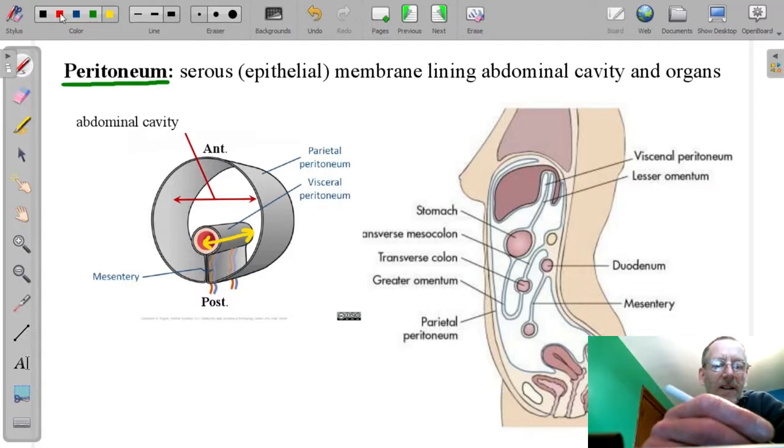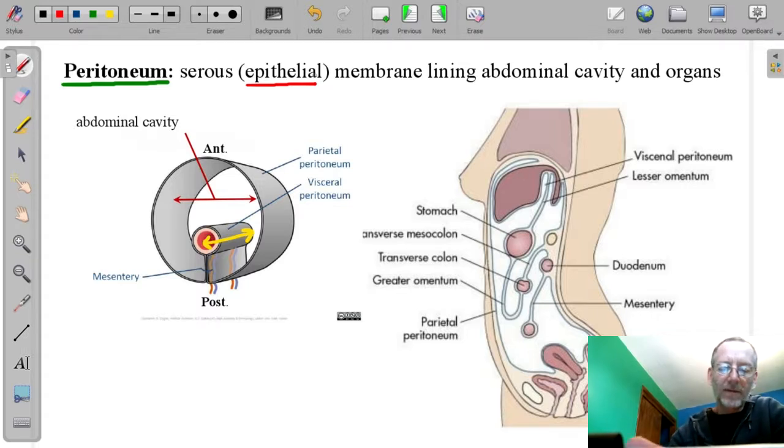And the peritoneum is the serous membrane. It's an epithelial membrane, stratified squamous epithelium. I'm not going to ask you that specific tissue type. But it lines the abdominal cavity, so it's sort of going around something like this. When you open up the fetal pig or any other animal, and you go into the abdominal cavity and put your fingers on the wall of the abdomen, it's a very smooth membrane. That's the peritoneum.